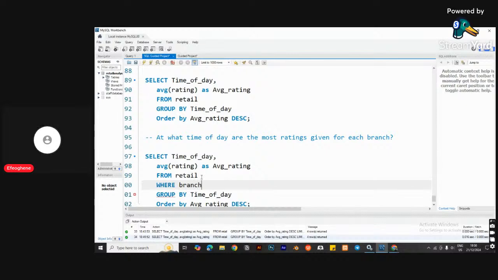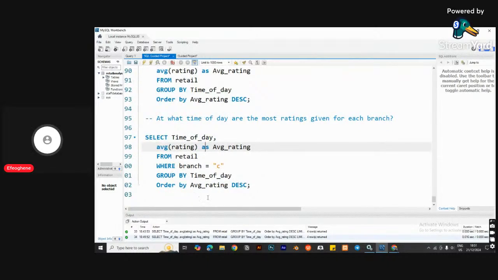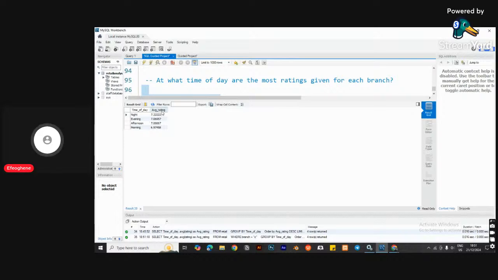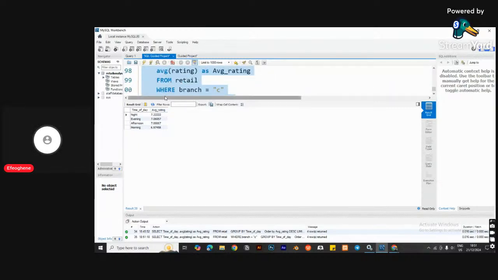So where branch equals, we can use anything here. Where branch equals C. So select time of day, average rating as average rating from retail, where branch equals C, group by time of day, order by average rating. All right, so we can run this. Okay, so now we are looking at the average rating per branch. Now it's not only for time of day, but for branch. You see how we can condition our queries.